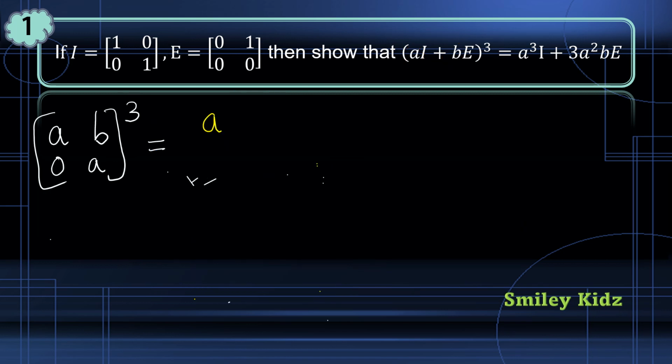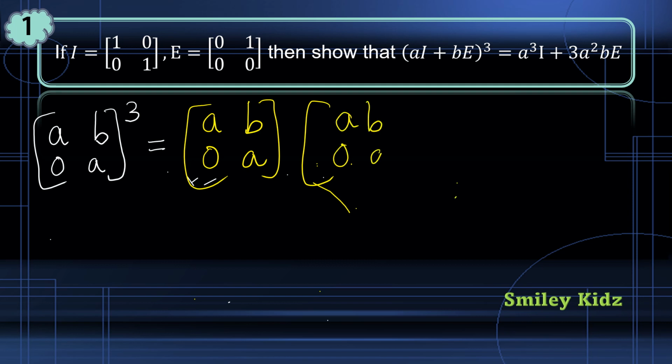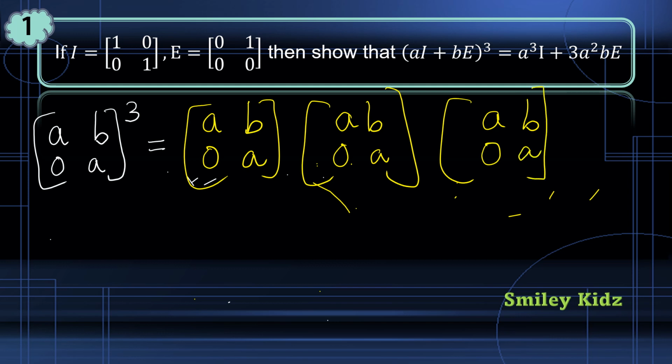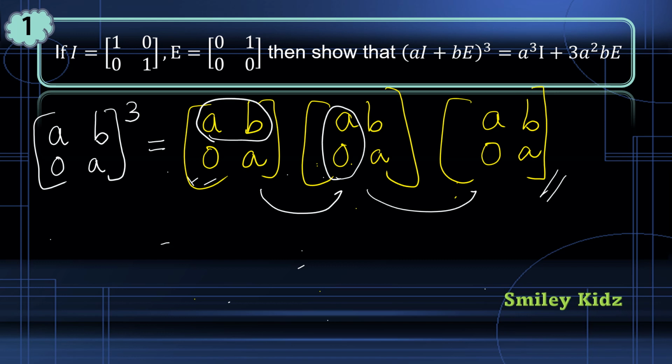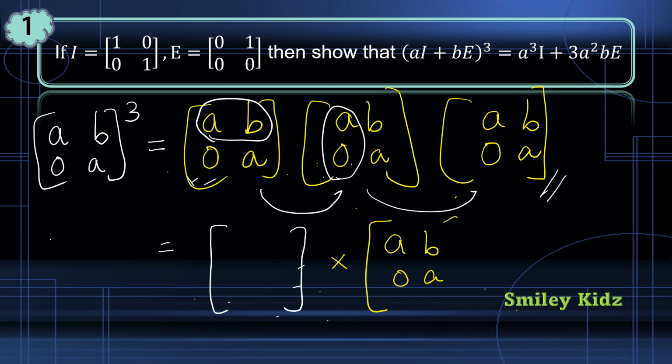This will be [[A,B],[0,A]] into [[A,B],[0,A]] into [[A,B],[0,A]]. Fine. Now firstly, let's find out [[A,B],[0,A]] into [[A,B],[0,A]], and whatever the answer we get, you're going to multiply that with this third matrix. Alright. Take the first row with the first column. Fine. Again the same story. Right. Here we have the matrix which should be multiplied with [[A,B],[0,A]] later on.